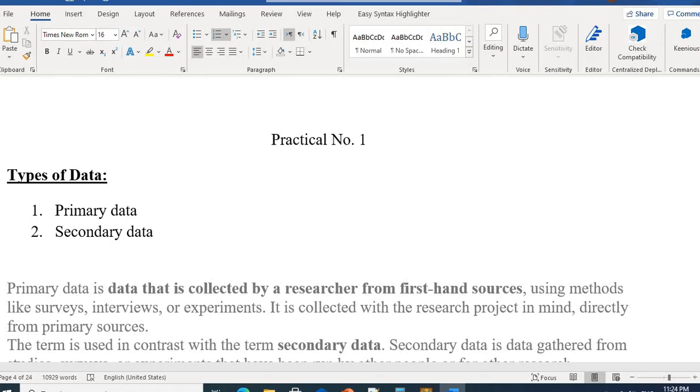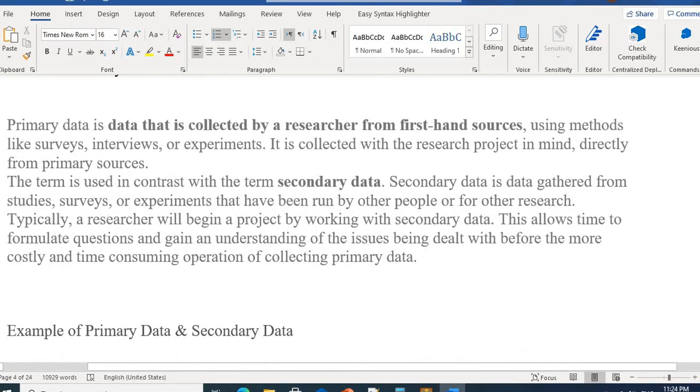Secondary data is gathered from studies, surveys or experiments that have been run by other people or for other research. Typically, a researcher will begin a project by working with secondary data. This allows time to formulate questions and gain an understanding of the issues being dealt with before the more costly and time-consuming operations of collecting primary data.